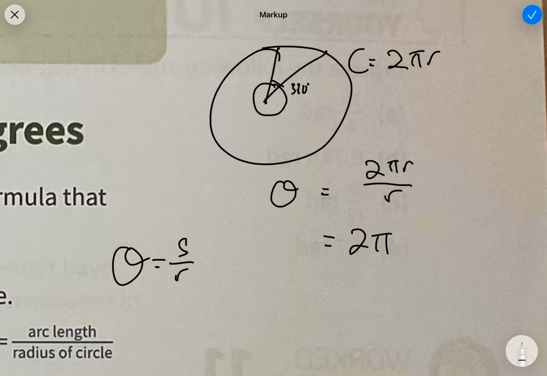Yes, you don't key in your pi because they say answer in terms of pi. DEF.